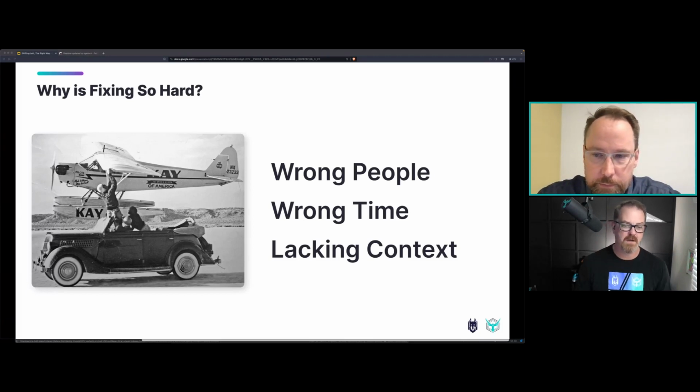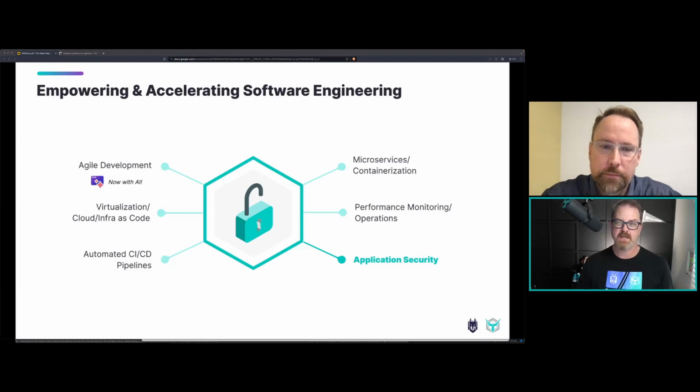Yeah, awesome. So speaking of context, Jim, why don't you take them through some of the things that are changing in software development that have made this problem maybe even worse today?